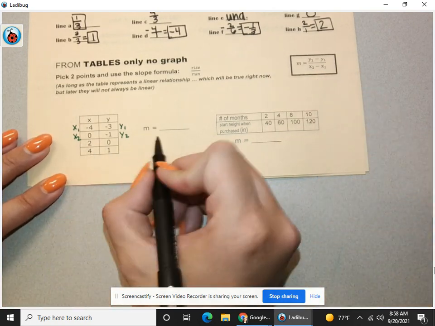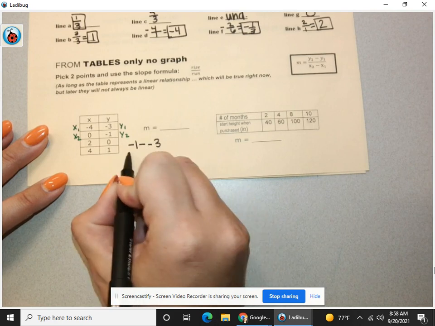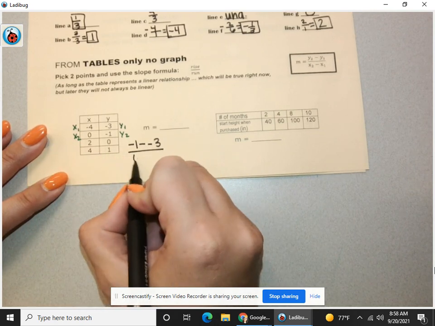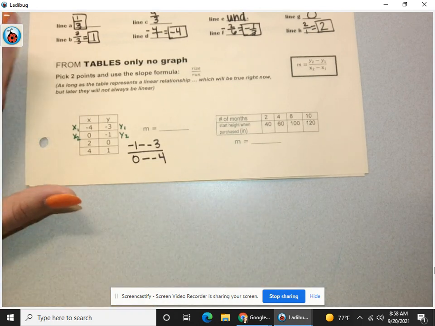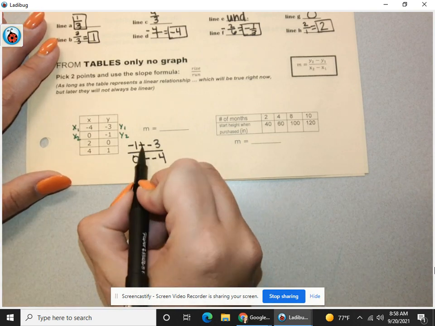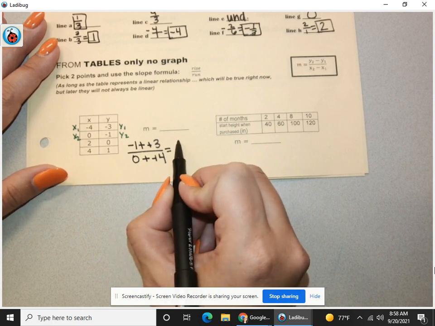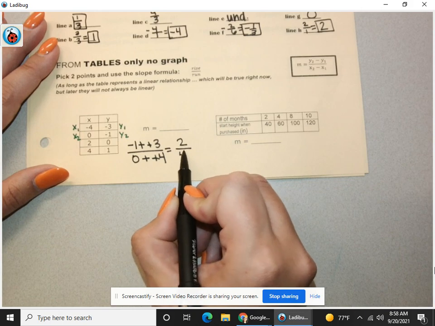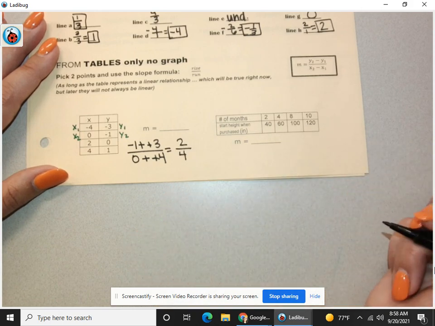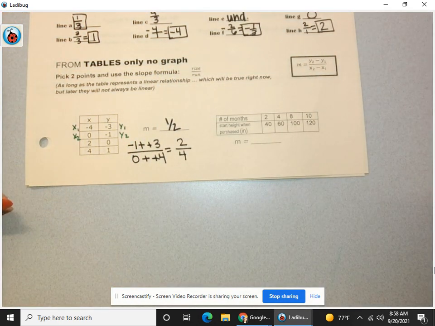So we do y2, which is negative 1, minus my y1, which is negative 3, over x2, which is 0, minus x1, which is negative 4. And 2 negatives do what? Make it a positive. So these are really negative 1 plus 3 is 2 over 0 plus 4, which is 4. Does 2 over 4 reduce to what? 1/2. Questions?